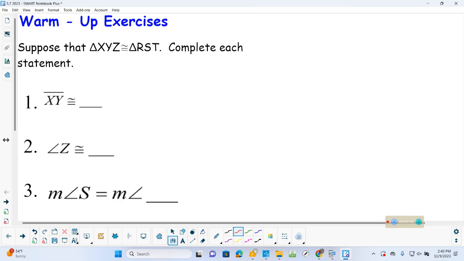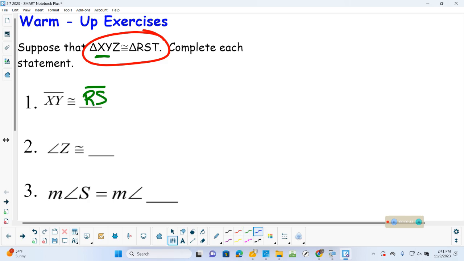So suppose that, use your congruent statement here, zero in on that. Complete each statement. Now, you know, I usually preach about let's draw a picture and mark all this stuff. I'm not even going to draw the pictures today, people. We're living on the edge. I'm going to work right off that congruent statement. Match it up. XY is going to be congruent to what two letters in the other triangle? RS, piece of cake, right? We don't need the picture.